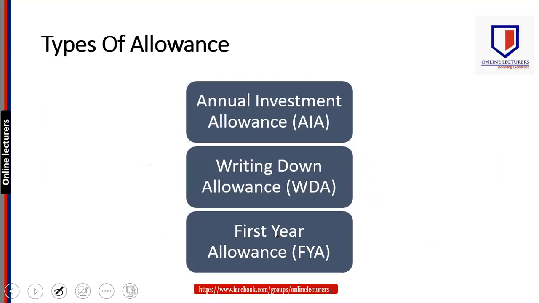Now, there are three types of capital allowances usually available. One is the annual investment allowance, called AIA. Another is the written down allowance, and the next is the first year allowance. Now we have to learn on what qualifying plant and machinery we can get the annual investment allowance, written down allowance or first year allowance.